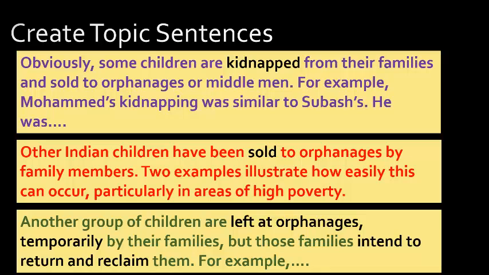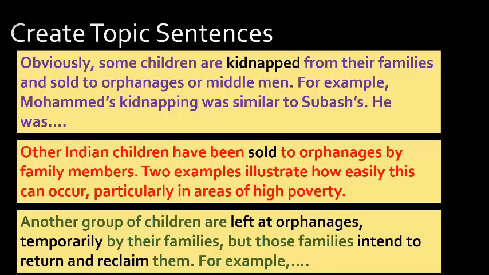Other Indian children have been sold to orphanages by family members. Two examples illustrate how easily this can occur, particularly in areas of high poverty. This could begin a paragraph or two and relay this information and these details that you have found in your research. Another paragraph addresses this.